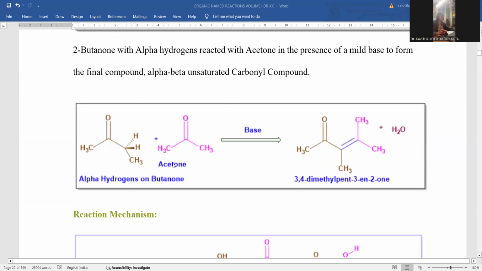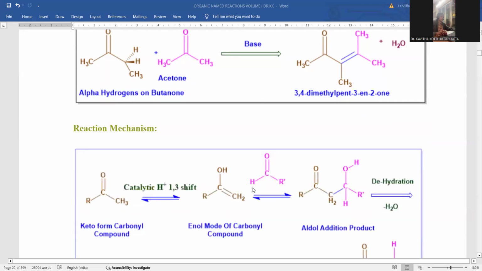So this is also an example where an alpha beta unsaturated ketone is generated whenever you are taking CH3C double bond O with CH2CH3 treated with acetone. This is said to be what? Butanone and acetone are condensed by aldol, giving rise to an alpha beta unsaturated ketone as water is eliminated as byproduct.